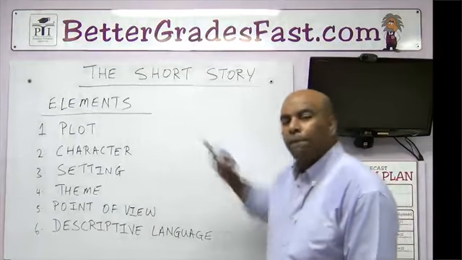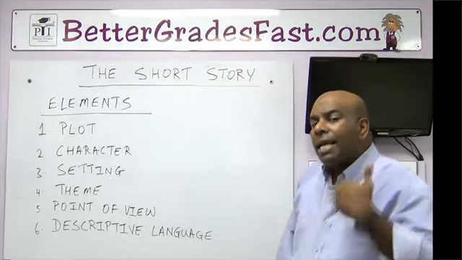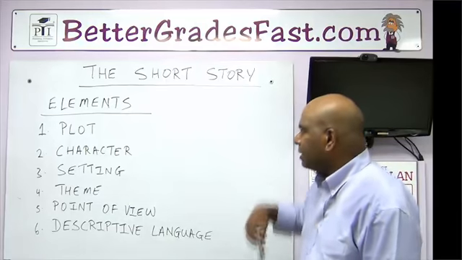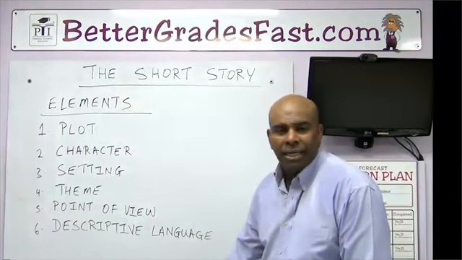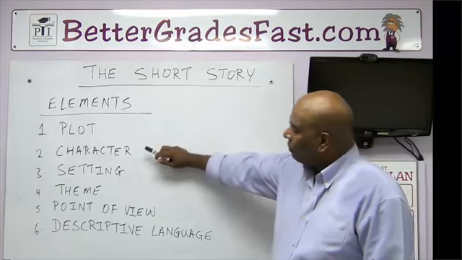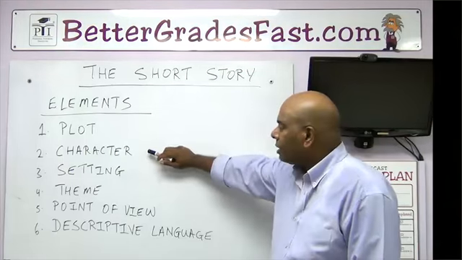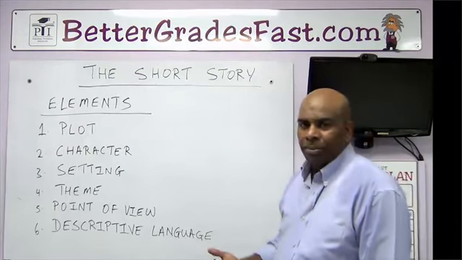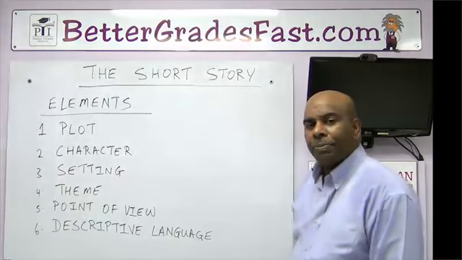1. Plot. Plot refers to the incidents in a short story. What happens that leads to something else, that leads to something else, that leads to the end of the story. In a short story as well, we have character. It's the second element. Character or characters refer to the people in the story, the people who are involved in the incidents of the story.